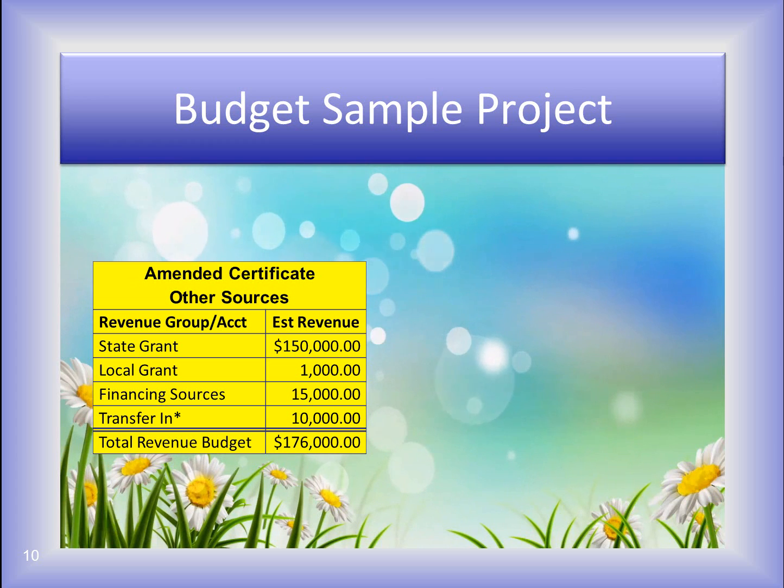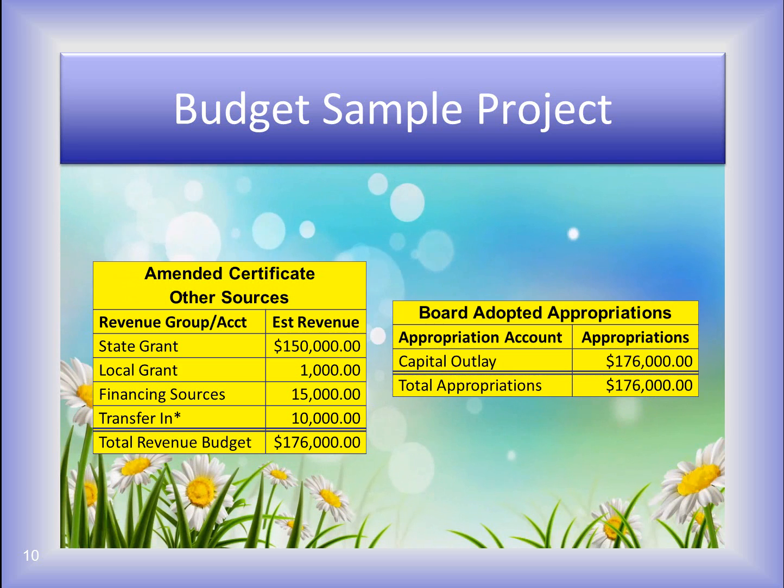On the screen, I've shown the sample revenue account names as they might be entered into our revenue budgets. Once we receive the amended certificate, the governing board can adopt supplemental appropriations. Notice how the entire project is budgeted to only one account. You don't require separate account codes based on sources of revenue. Many fiscal officers confuse this issue. Don't try to separate your appropriations by revenue. That gets very confusing. Use the correct appropriation accounts for the expenditure purpose, capital outlay.